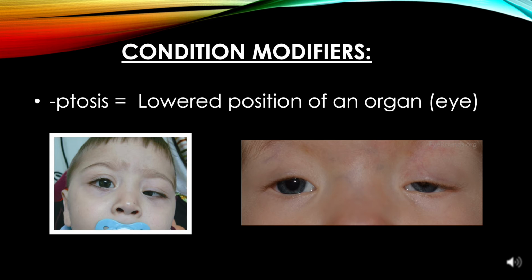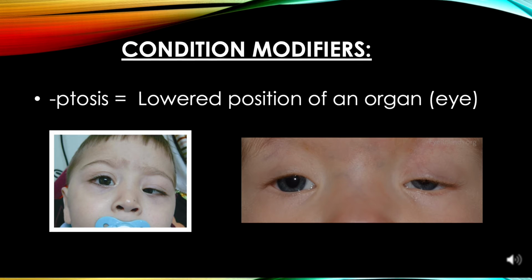Next example of the condition modifier is ptosis, which refers to lowered position of an organ. A drooping eyelid is also called ptosis or blepharoptosis. In this condition, the border of the upper eyelid falls to a lower position than normal. In severe cases, the drooping eyelid can cover all or part of the pupil and interfere with vision. Ptosis can affect one or both eyes.